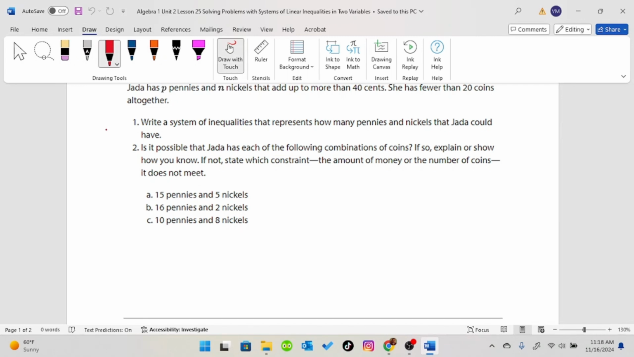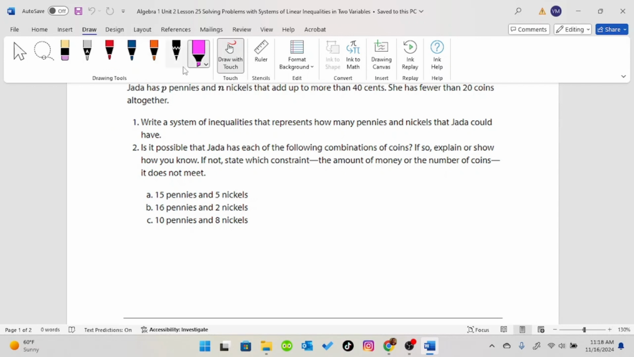Now we can begin the practice problems for lesson 25. Our first practice problem says Jada has P pennies and N nickels that add up to more than 40 cents. She has fewer than 20 coins altogether. Write a system of inequalities that represents how many pennies and nickels that Jada could have.